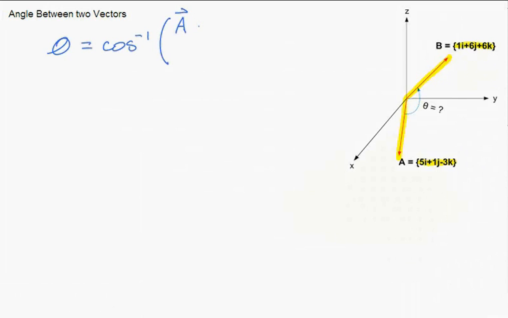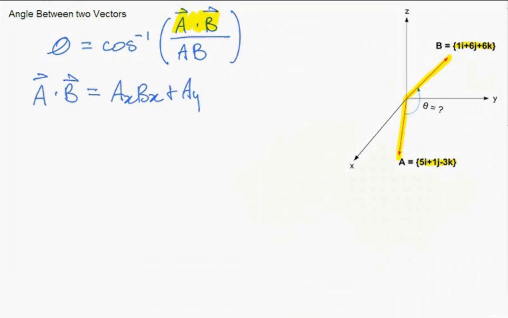vector A dotted with vector B over the scalar of A multiplied by the scalar of B. To solve for the numerator in this problem, we need to use the formula vector A dotted with vector B equals AX BX plus AY BY plus AZ BZ. In this equation, these variables are the coefficients of the vectors that we're interested in.